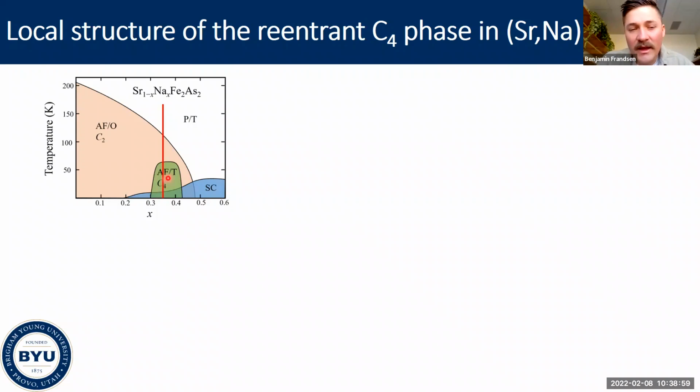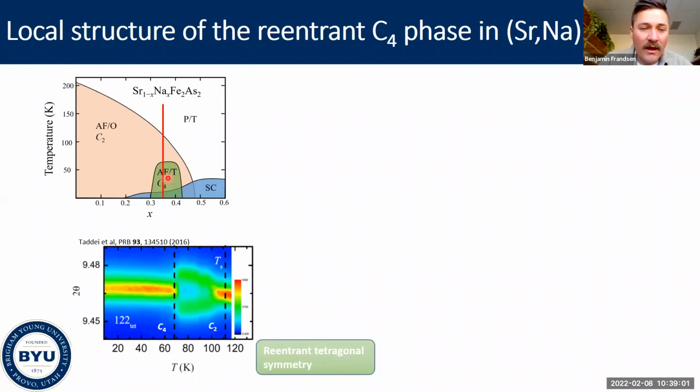This green phase is what's called the magnetic C4 phase. It's interesting and unusual, and it was completely unexpected when it was first discovered, because as you lower the temperature, your material transitions from tetragonal symmetry, that's the square symmetry, to the rectangular symmetry. But then as you keep lowering the temperature, this square symmetry reappears. It's a reentrant C4 phase, C4 referring to this fourfold rotational symmetry of the square.